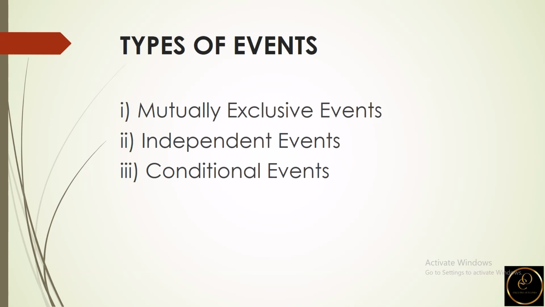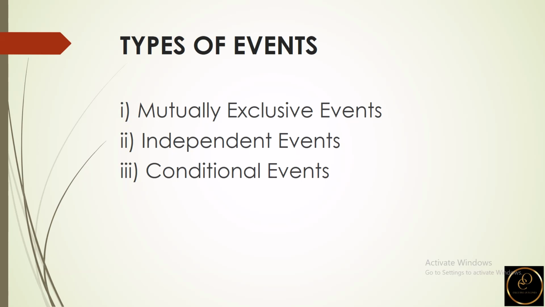The other one is independent events. Independent events. We say events are independent if the outcome of one event is not dependent on the outcome of the previous occurring event. Then we say these events are independent events. These events are independent when the occurrence of an event is not dictated to or is not dependent upon the occurrence of another event. Then we say these events are independent.